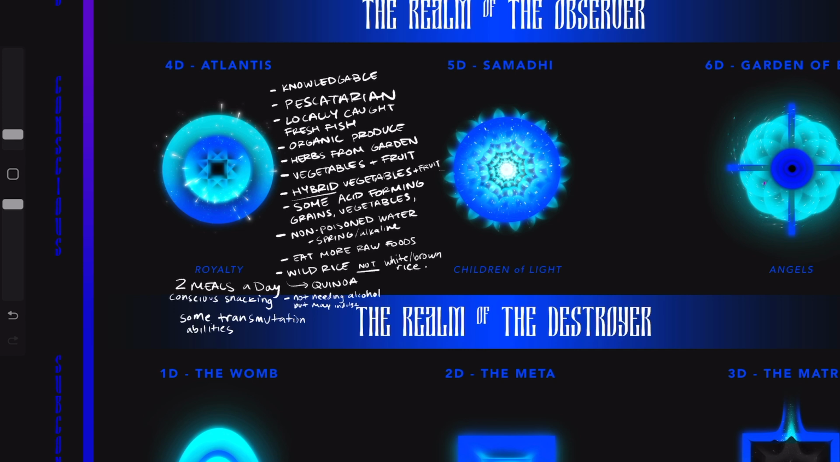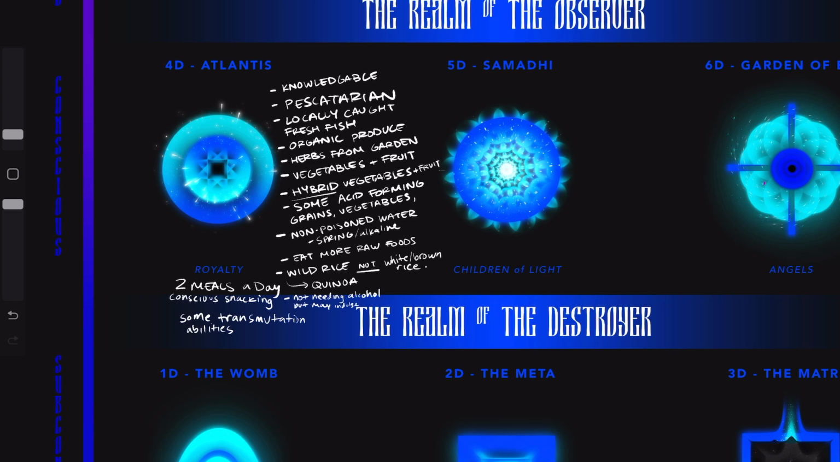All right, what else? There are some acid forming grains and vegetables in the 4D diet, which again is not that big of a problem when you're jumping from 3D, 2D, and 3D, and you have those types of foods kind of tempting you. It's like you're not really concerned with a little bit of acid forming foods, right?